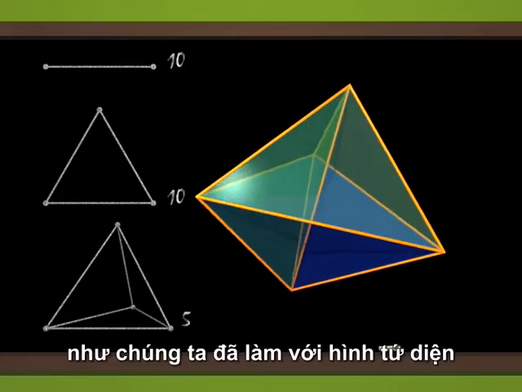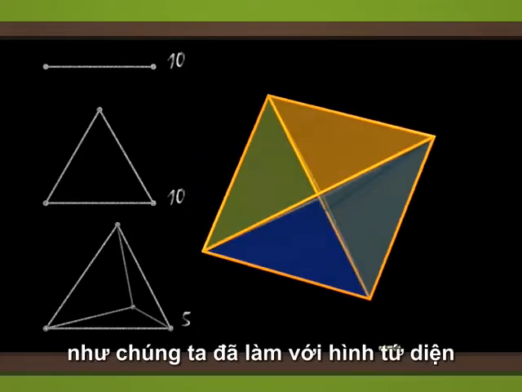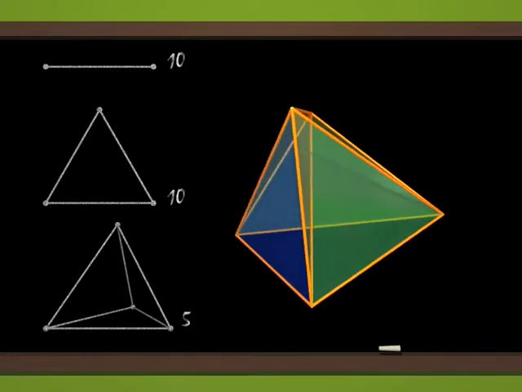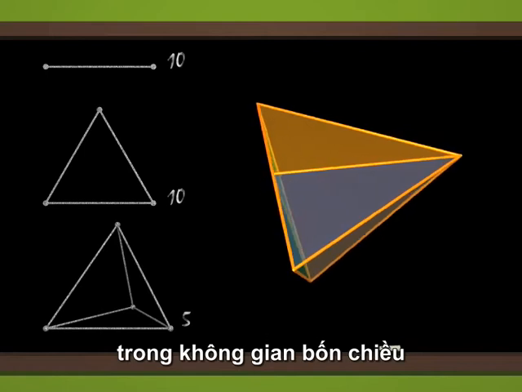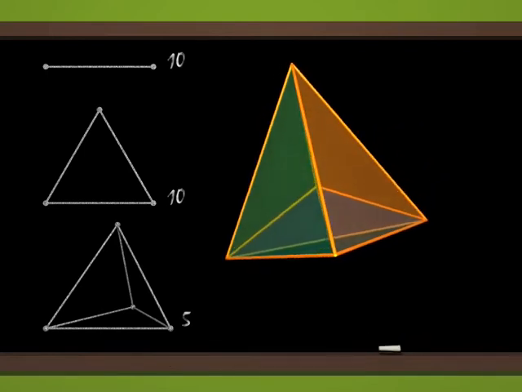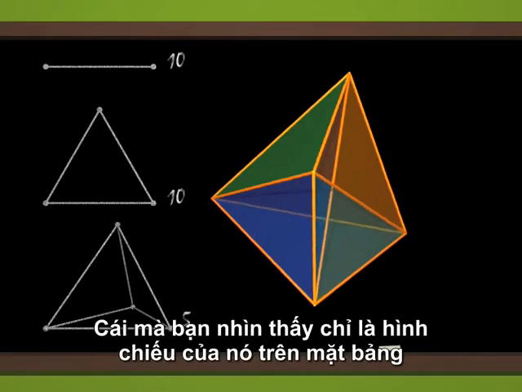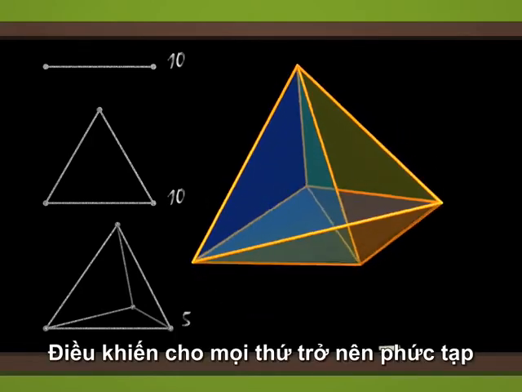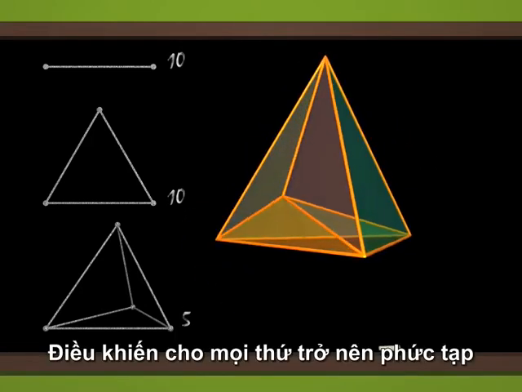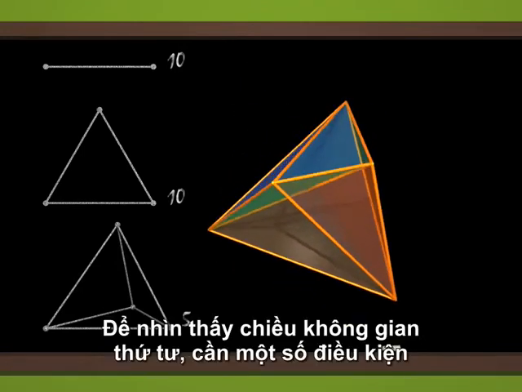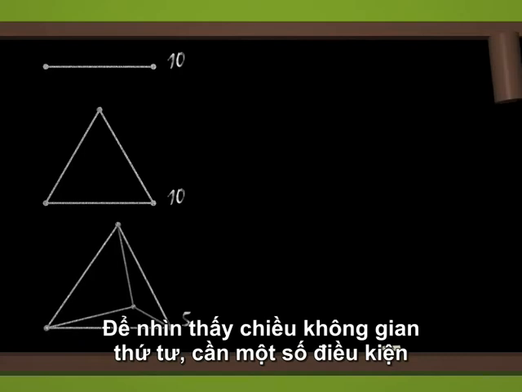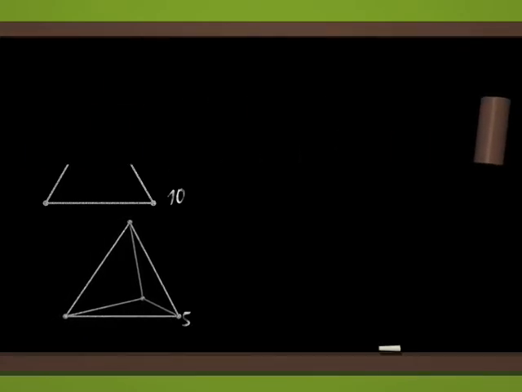Let's spin it around in space a little, as we did with the tetrahedron. Of course, you have to imagine the simplex spinning in a 4-dimensional space. What you see is only its projection on the blackboard. It's complicated because faces get tangled and they can cross each other. Well, some experience is required to be able to see in dimension 4.